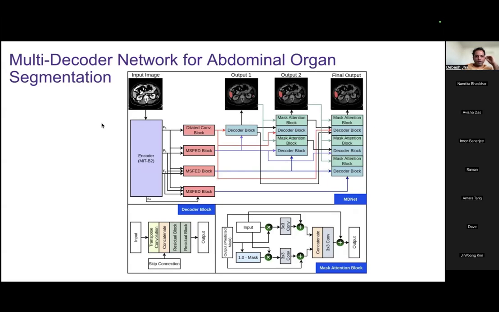This paper will be presented in ICASSP 2025. Here we have an input, we pass it through what we call a multi-decoder network. We call it multi-decoder because there are 3 decoders in our network: decoder 1, decoder 2, and decoder 3.